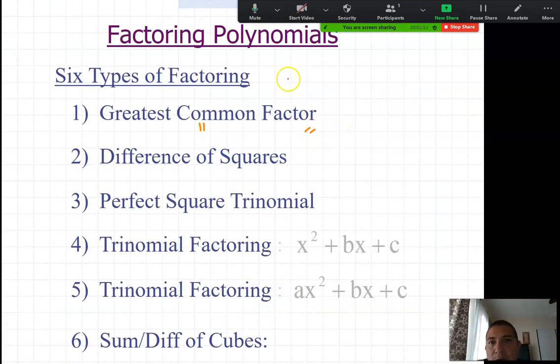So here are some basic factoring techniques. So there's GCF, difference of squares, perfect square trinomials. When we're factoring polynomials, you could have either the leading coefficient 1 or when it's not 1. And right now we're going to go over the sum and difference of cubes.